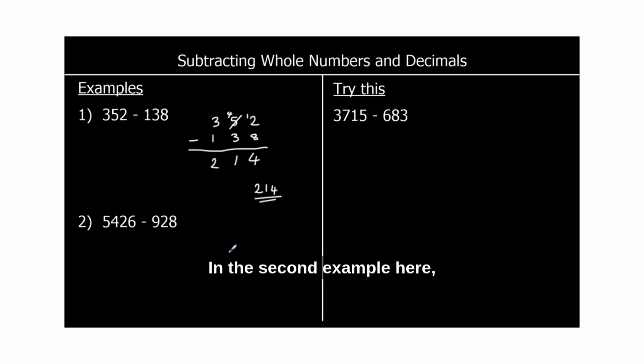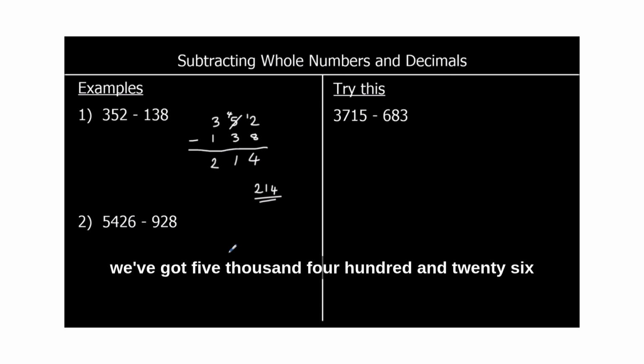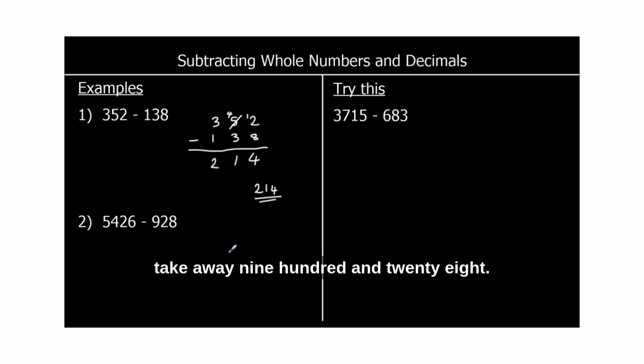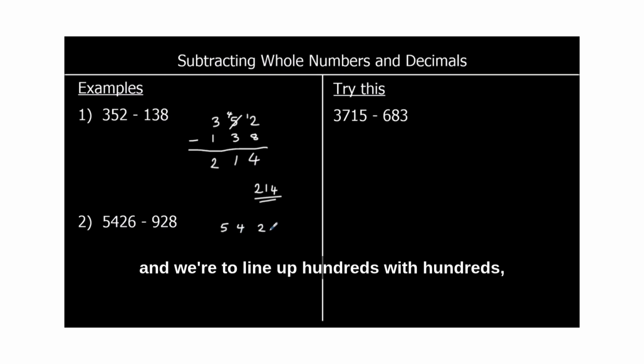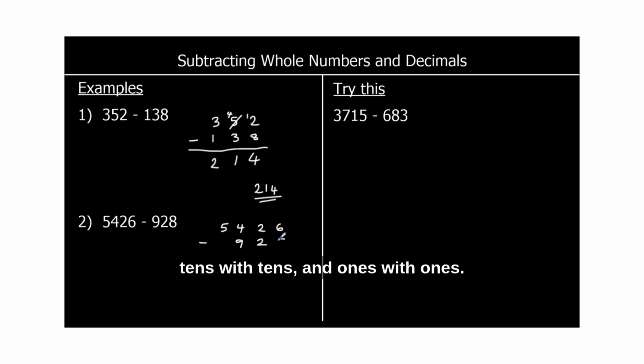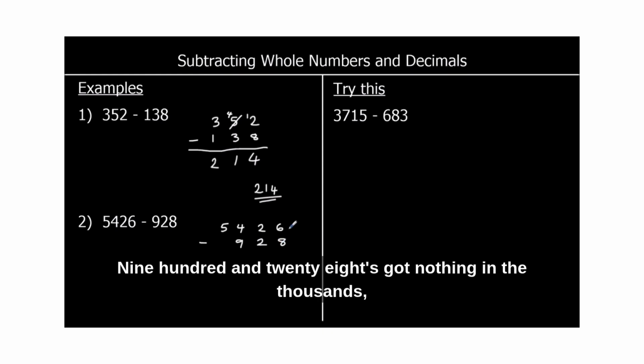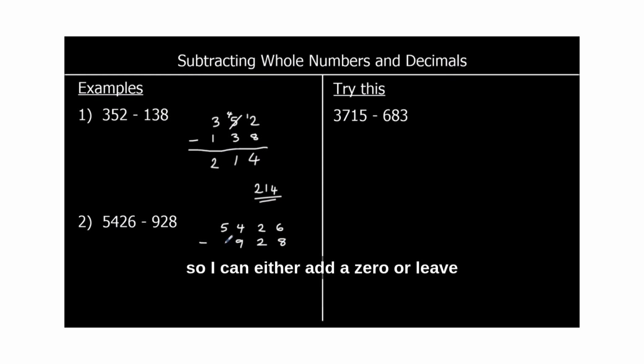In the second example here, we've got 5,426 take away 928. So 5,426, and we're going to line up hundreds with hundreds, tens with tens, and ones with ones. 928 has got nothing in the thousands, so I can either add a 0 or leave it blank. And now we're going to take away.